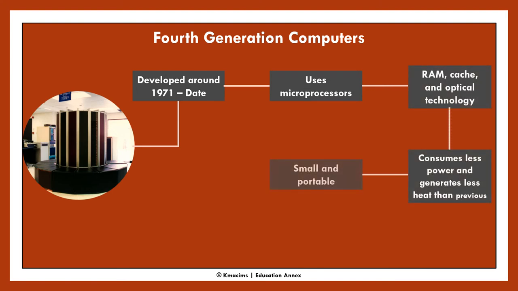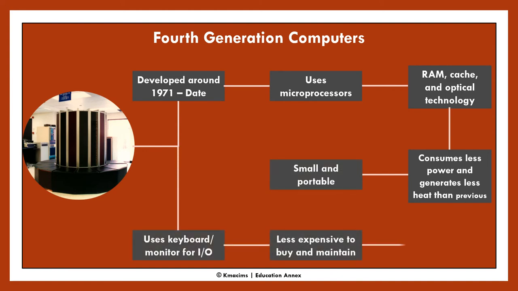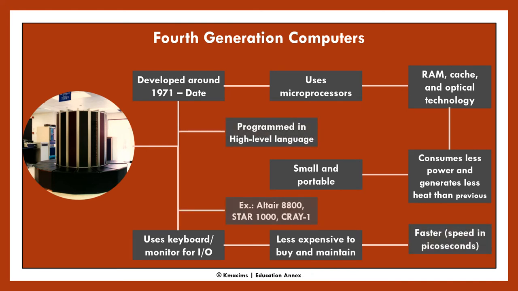This is why you can have smartphones, even smart watches, and different kinds of portable computers that people can use. They are far faster, computing in picoseconds, and they use high-level programming language in addition to keyboards and monitors and other devices for input and output. Some examples include Altair 8800, Star 1000, Cray 1 supercomputer, and your smartphones, laptops, etc.